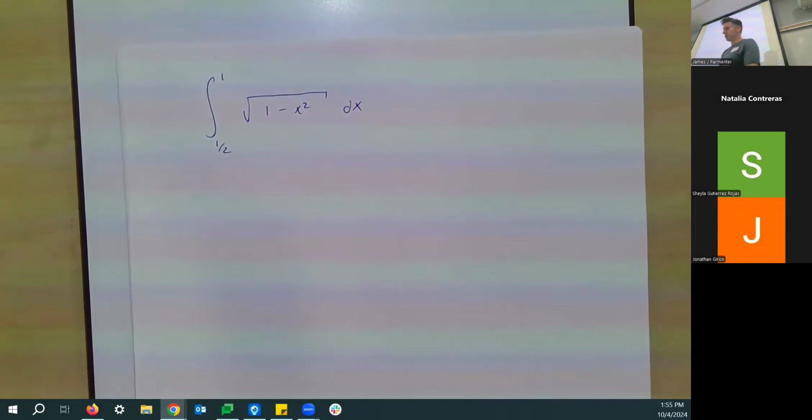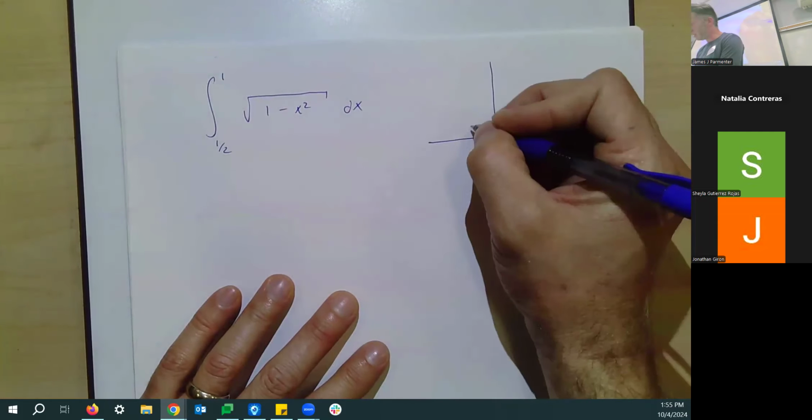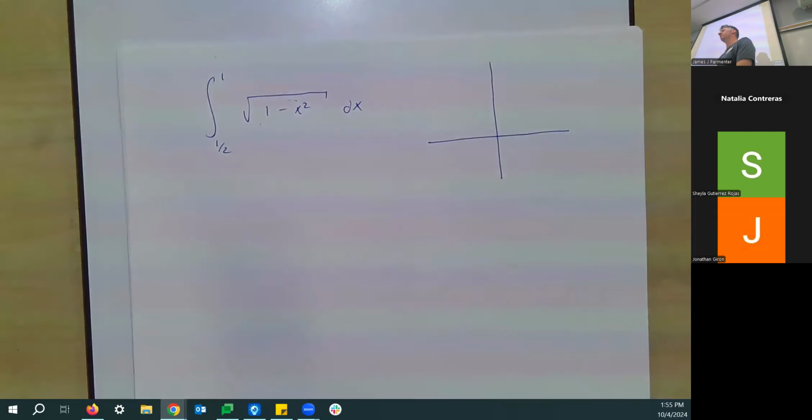So again, pictures are great. Draw a better one this time. So this is a circle whose radius is, or I should say the top half of a circle whose radius is 1.